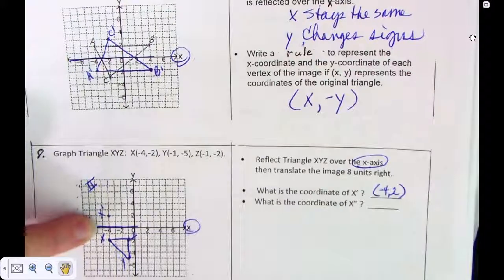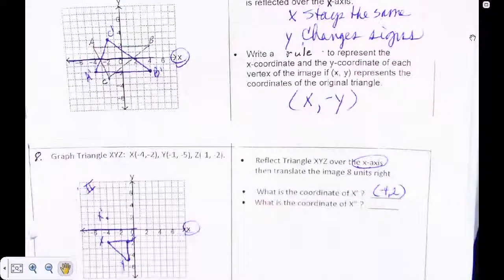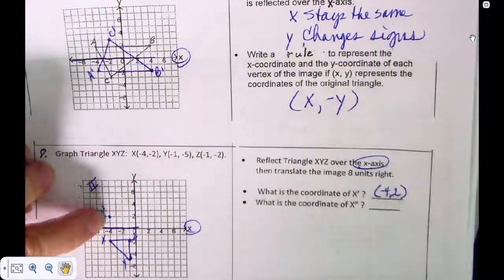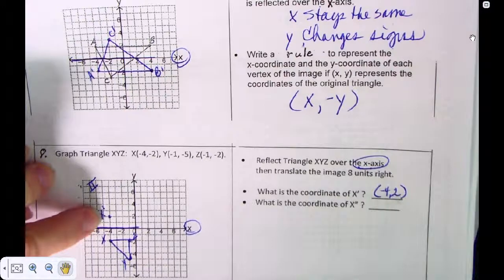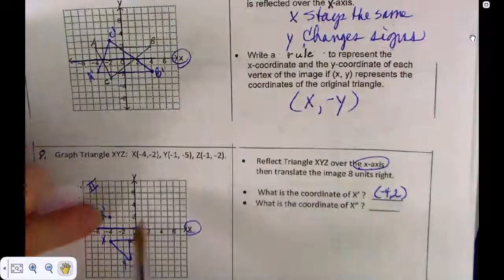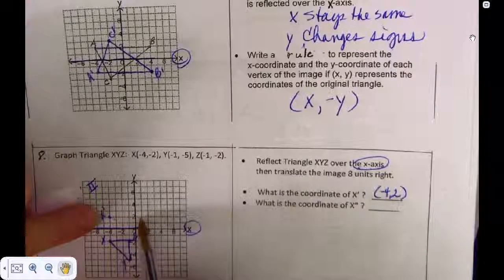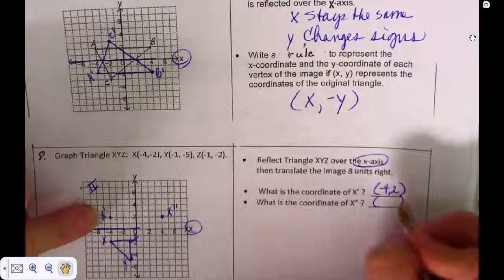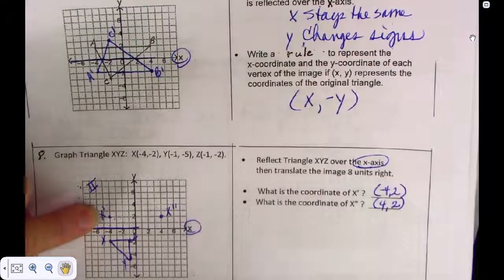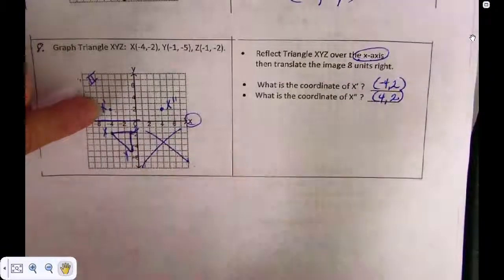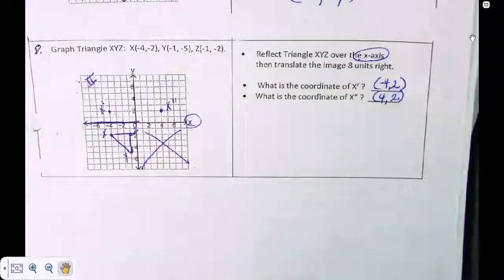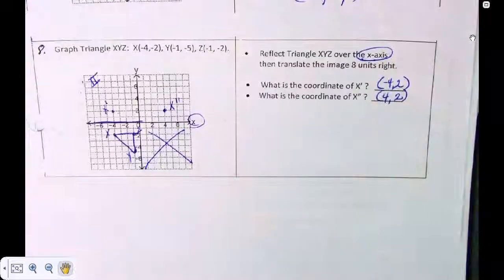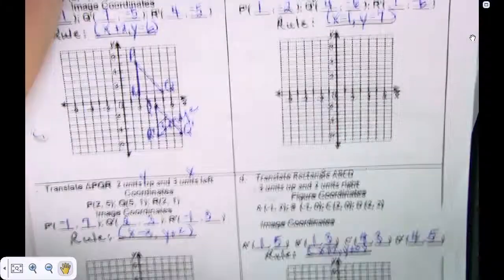-4, 2. Guys, I do not understand why that was hard. I do not get it. You went over the x-axis. You just flip X over. It's -4, 2. Now I'm going to move it 8 to the right. 1, 2, 3, 4, 5, 6, 7, 8. There's X double prime. Where is X double prime? 4, 2. You should not have anything in quadrant 4 because it didn't tell you to do anything there. Flip it over the X, move it 8 to the right. Put this in graded papers.